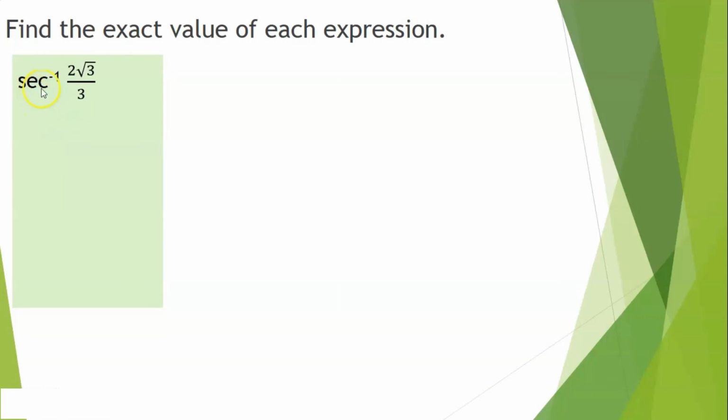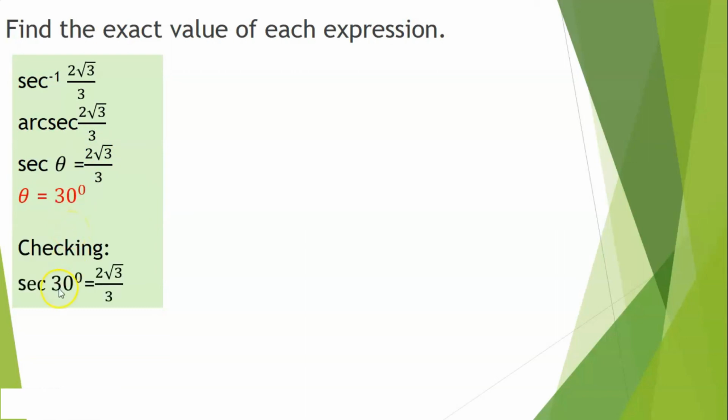Okay, this one is arc secant of 2 square root of 3 over 3. So this would mean secant theta should give you 2 square root of 3 over 3. With this, you can get 30 degrees. So counter checking this, secant 30 degrees will indeed give you 2 square root of 3 over 3.